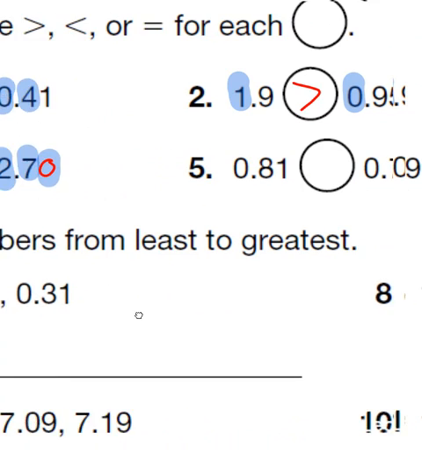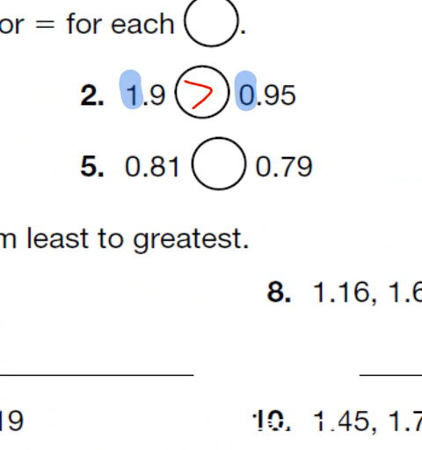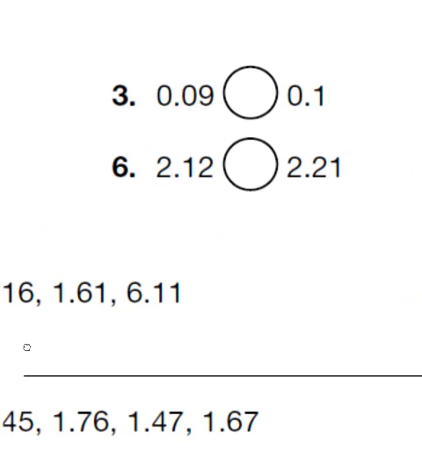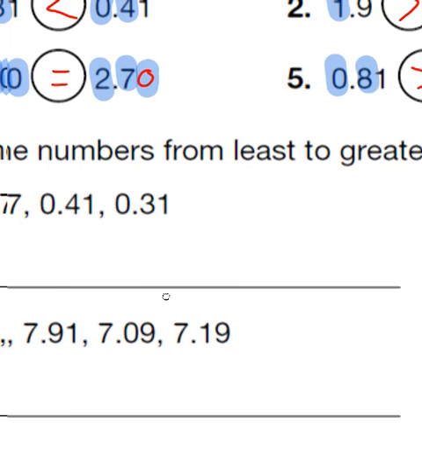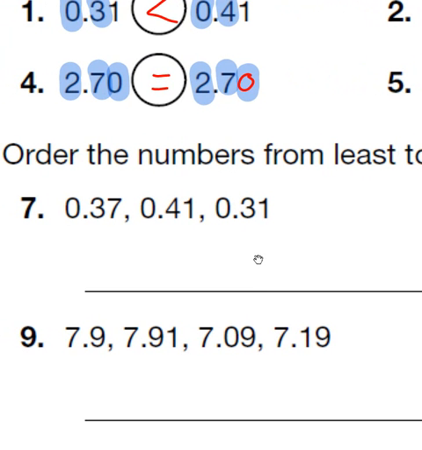Now one more here. If we look at number 5, again we start with the left and work to the right. They both have a 0 in the ones place. In the tenths place, the left number has an 8 and the right number has a 7. Those are different. Which one is greater? Well, the 8 is. So we would say that 81 hundredths is greater than 79 hundredths. You can do numbers 3 and 6 on your own, but I'm going to show you number 7 real quick, and then you can go off and do the rest yourself.